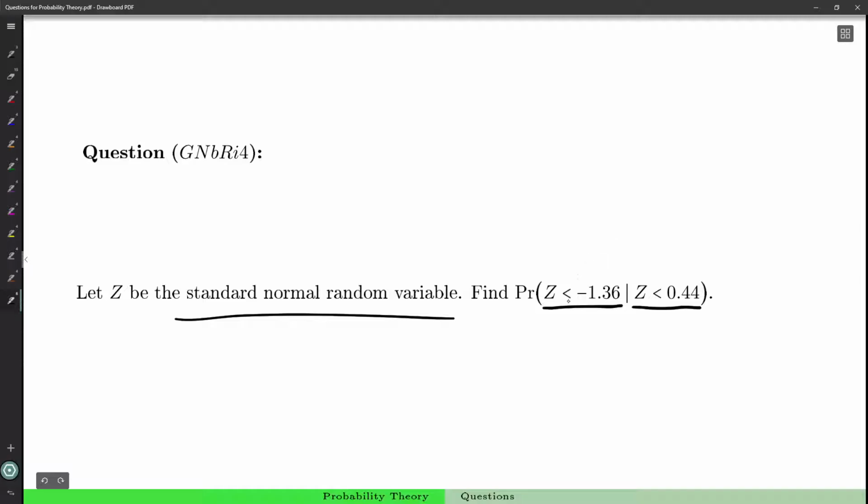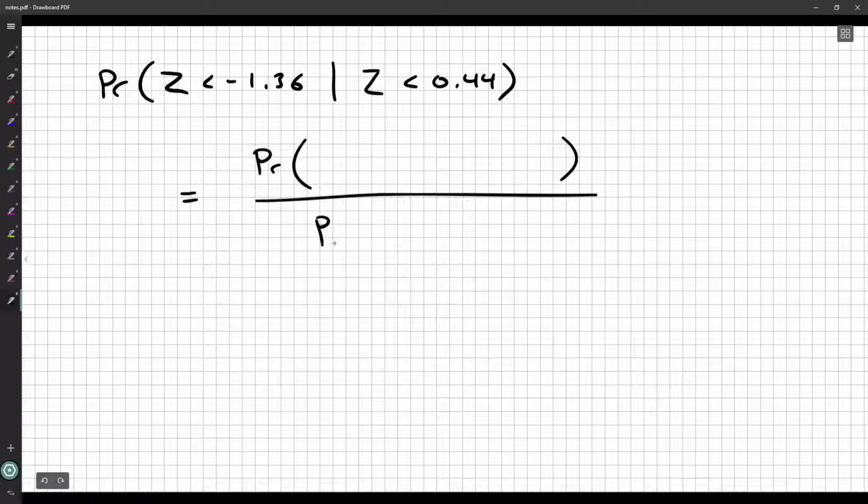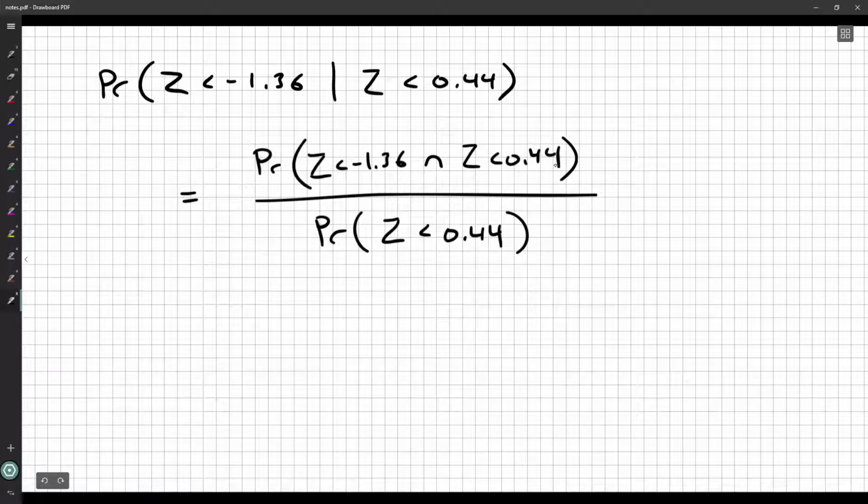And we'll just quickly double check. Yep, that's what we want. Okay, so it's a conditional probability. The first thing we might do is write down that conditional probability formula. It's a ratio of two probabilities: the known event's probability, the thing that we are given, z less than 0.44. And for the numerator, the probability of the intersection of these two events: z less than negative 1.36 and z less than 0.44.